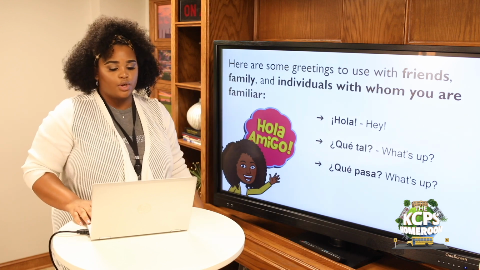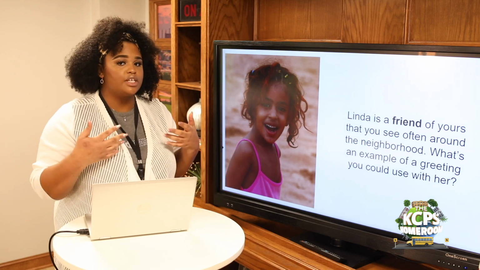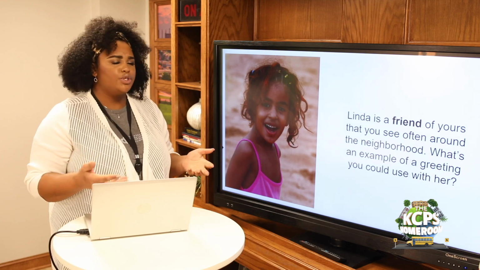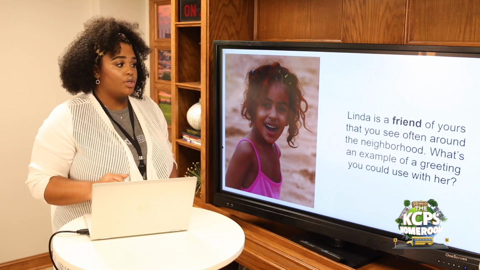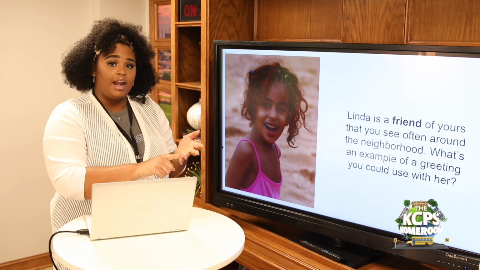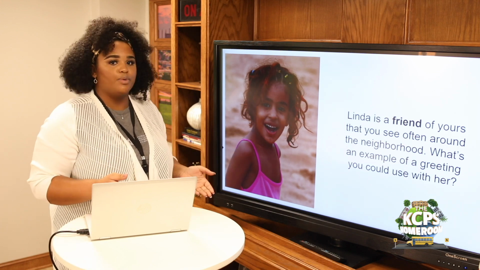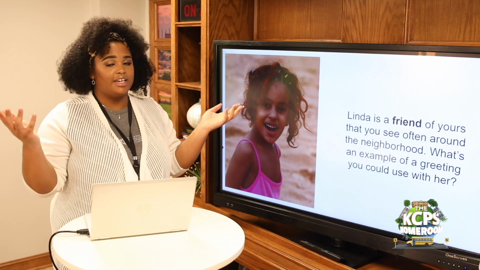So on to an example. Linda here is a friend of yours that you see so often around the neighborhood. So if you see her so often, how would you greet her? And you have many options of how you could actually greet her here. So if you thought of hola, perfect, ¿qué tal? Perfect, ¿qué pasa? Perfect. And Linda would respond to you with her appropriate greeting. Hola, ¿qué pasa? ¿Qué tal?